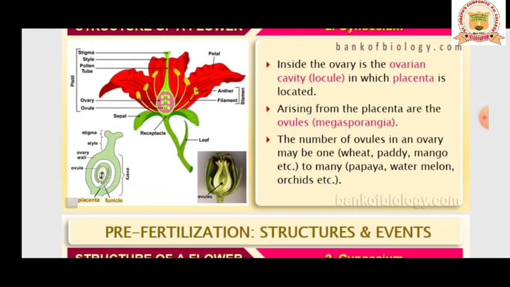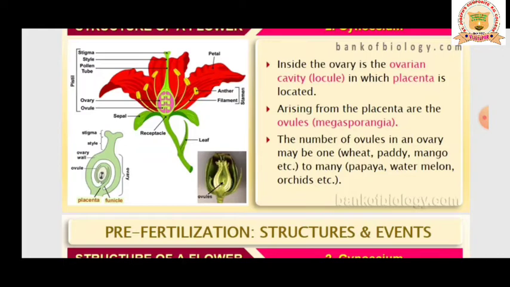Inside the ovary there is an ovarian cavity, the locule, in which the placenta is located. When you dissect the ovary, as the picture clearly shows in green, you see the ovarian cavity, the locule, in which the placenta is located. The placenta is where fertilization and the development of the embryo take place. Arising from the placenta are the ovules, the megasporangia. The ovules which develop on the placenta are termed megasporangia.